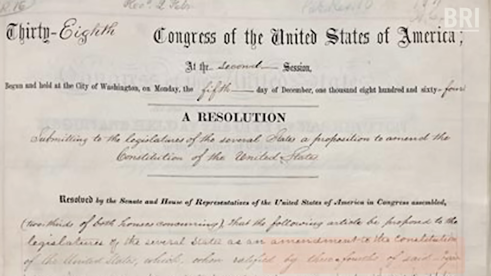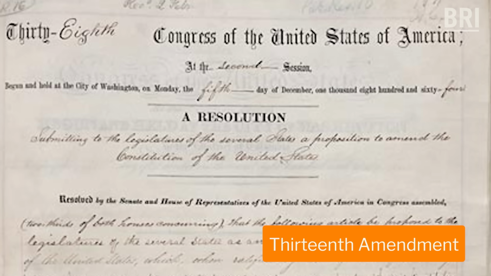Fearing that the end of the war would end his presidential war power and that the Supreme Court under Roger Taney would undo the proclamation, Lincoln lobbied Congress to pass the 13th Amendment, forever ending slavery throughout the land.